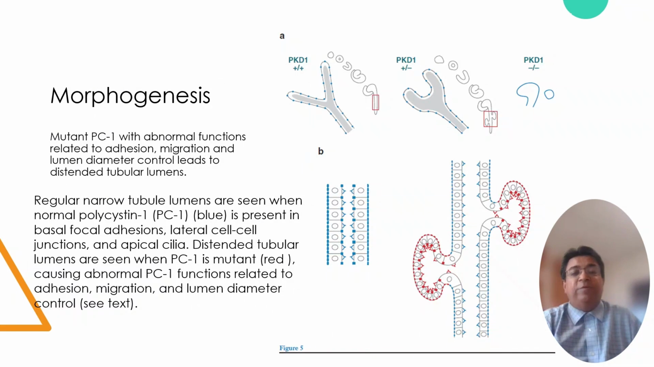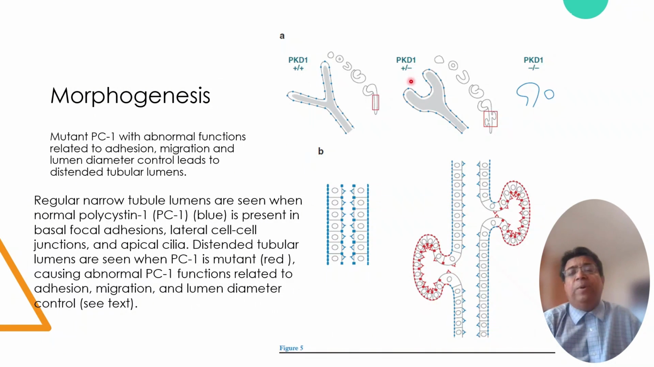So let's talk about morphogenesis. Here you can see that the tubule is growing in length and has a normal shape. You go through a U-shaped structure to an S-shaped structure, and then the tubule grows in length. That is because you have normal polycystin in the adhesions, in the cilia, and in the cell-to-cell junctions. If you have abnormal polycystins, which is shown in red here, then you have development of cysts because the tubules are growing in width and not so much in length.